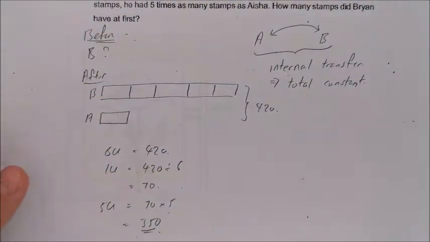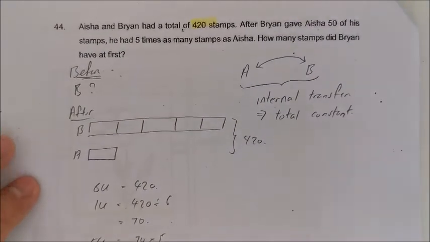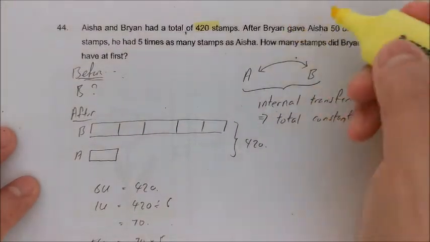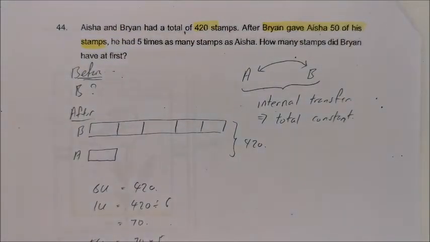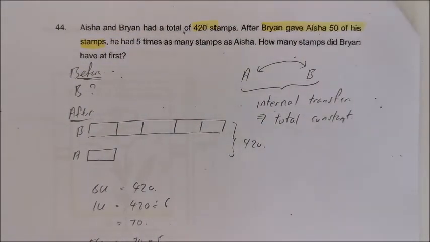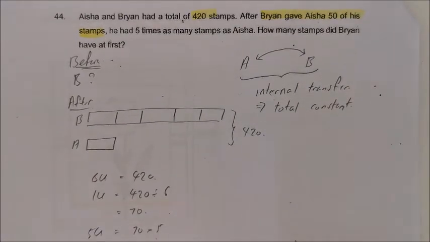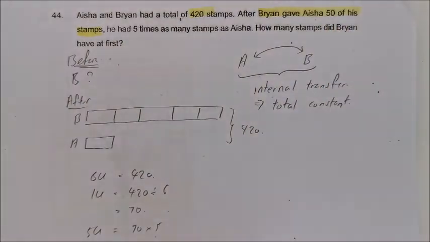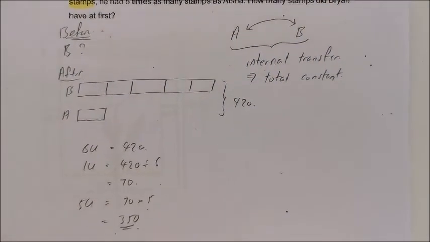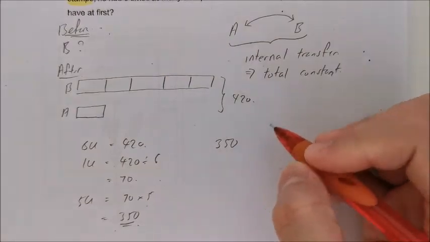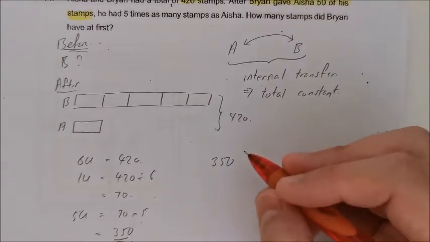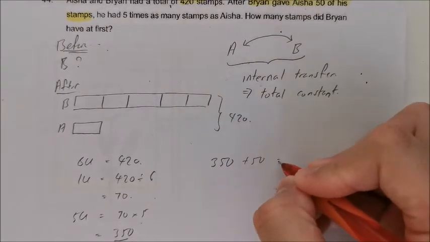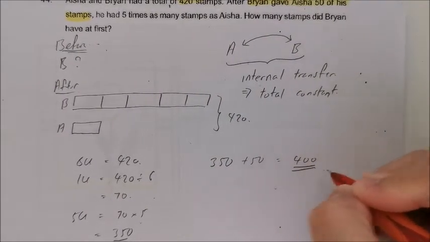Guys, can you look at the question now? What happened to Brian's stamps? Brian gave Aisha 50 of his stamps. So at the end, Brian had 350. To get back the number of stamps Brian had at first, if Brian gave away 50, we just have to give back to Brian. So we take back the 50 stamps from Aisha and give it back to Brian. So that will be 350 plus 50. Brian had 400 stamps at first.